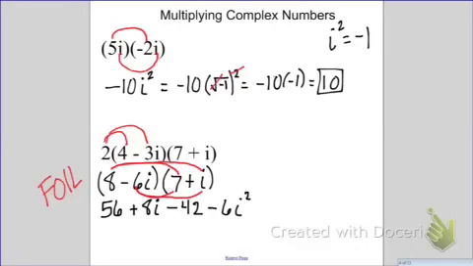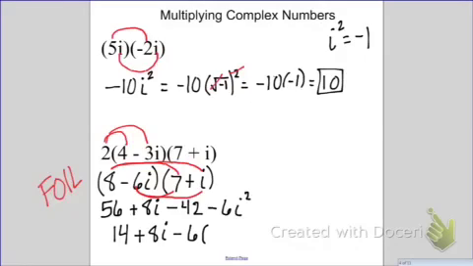So I'm looking through here, and I'm noticing that I have a few things to do. First off, I have 56 and 42 to take care of. So 56 minus 42 is 14. Now we have plus 8i minus 6i squared.